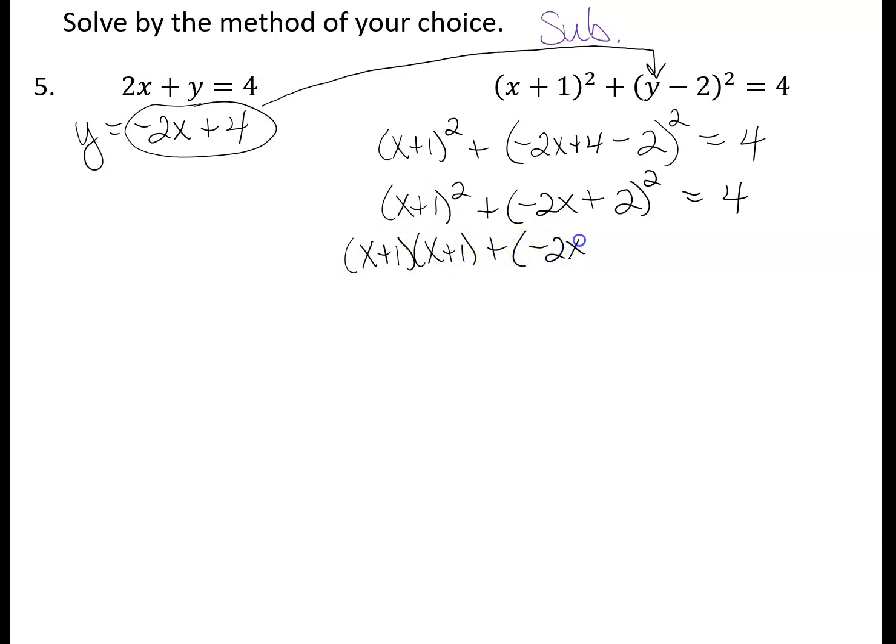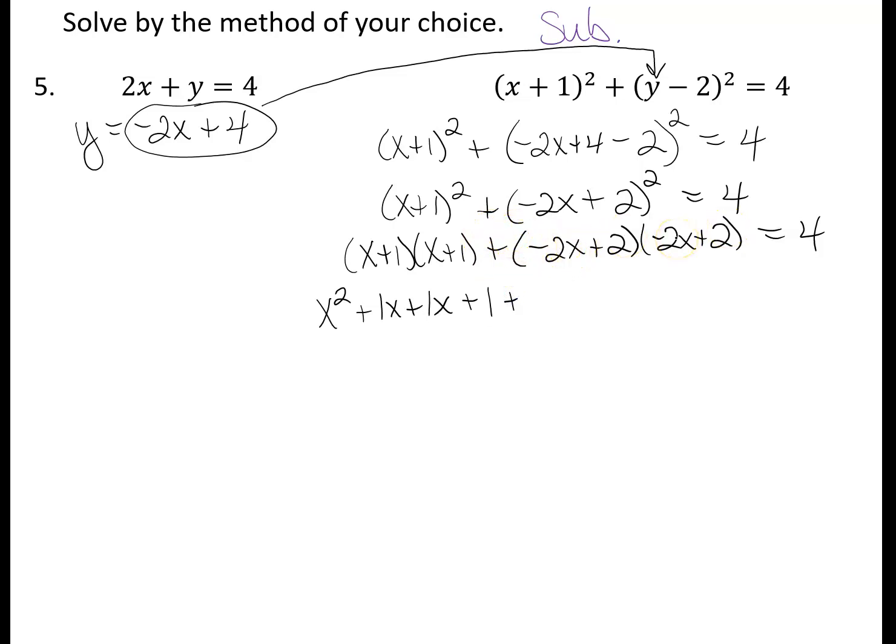So I'm going to go and write all that out. Got lots of terms here. And let's FOIL. So first, x squared. Outside 1x, inside 1x. If you need to write those out, that's fine, or you can go ahead and combine and make that a 2x if you would like. Last is 1. Bring down this plus sign, and then we FOIL again.